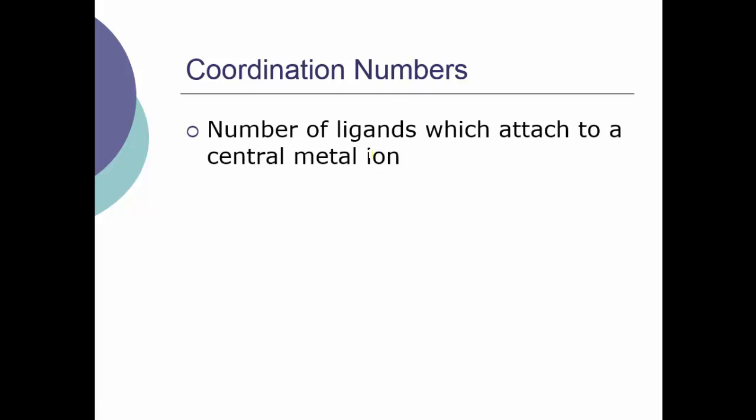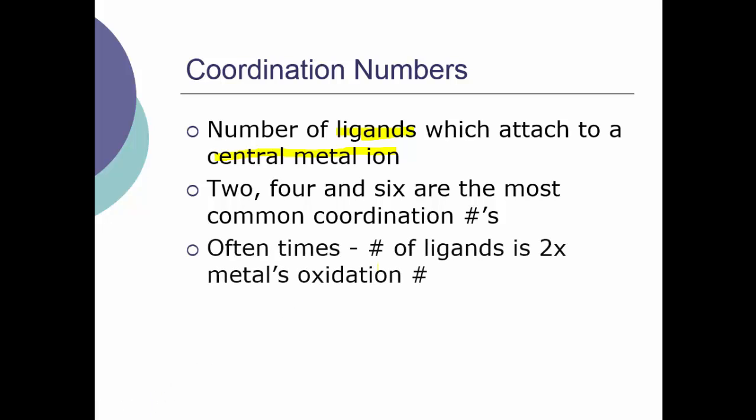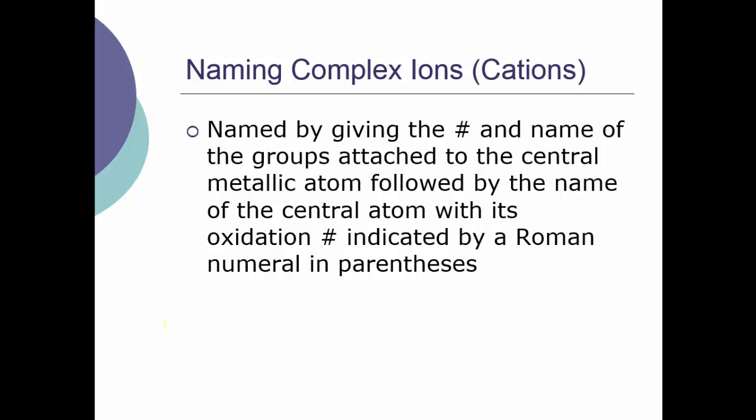Okay, the number of ligands that will attach to the central metal ion is what's called the coordination number. 2, 4, and 6 are the most common coordination numbers, and oftentimes the number of ligands is 2 times the metal's oxidation number. So for example, with aluminum, if aluminum has a 3+ charge, I know that's kind of tough to see, it will end up with 6 ligands around it, and that's just the way that it sets itself up, and just some common patterns that you will notice.